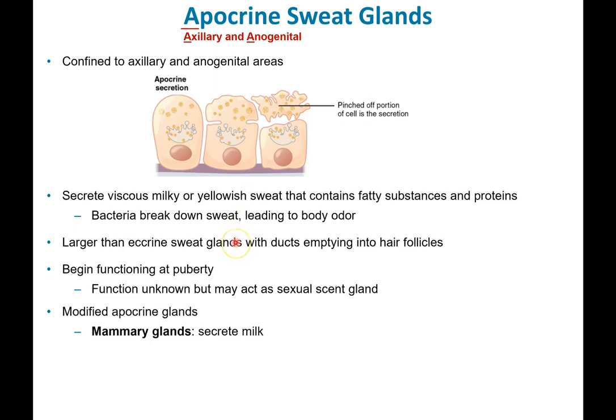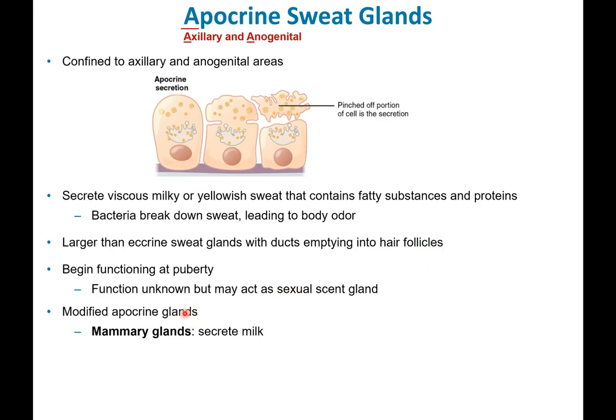Now, unlike the watery and dilute sweat secretions of eccrine glands, apocrine gland sweat secretions are a viscous, milky, or yellowish sweat that contains fat and proteins. Now, the breakdown of apocrine sweat by bacteria will lead to body odor, since ammonia is released as a byproduct of that metabolism. Apocrine glands also contain ducts that empty into hair follicles instead.